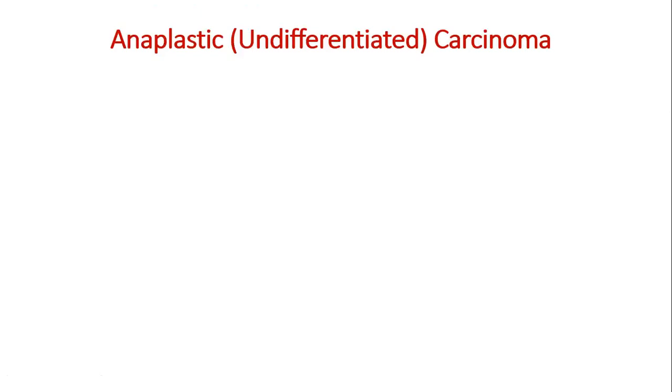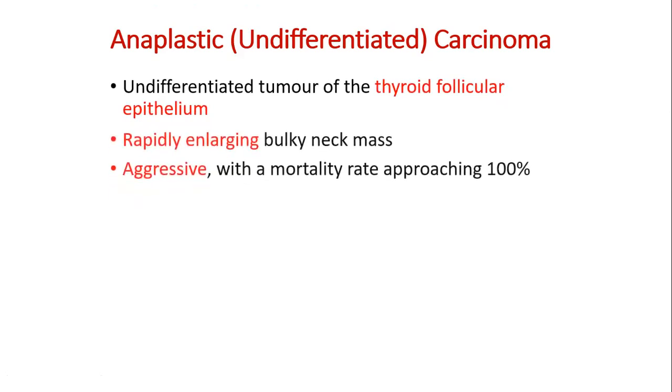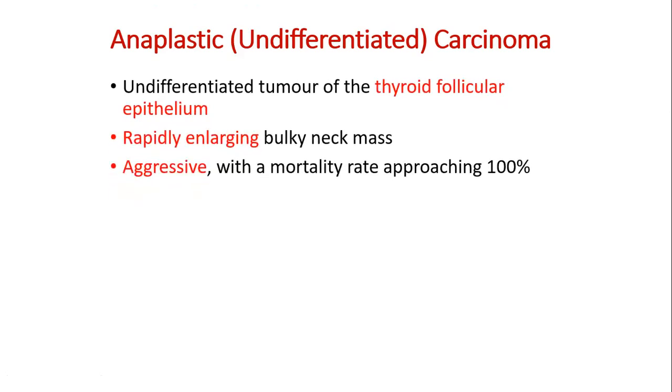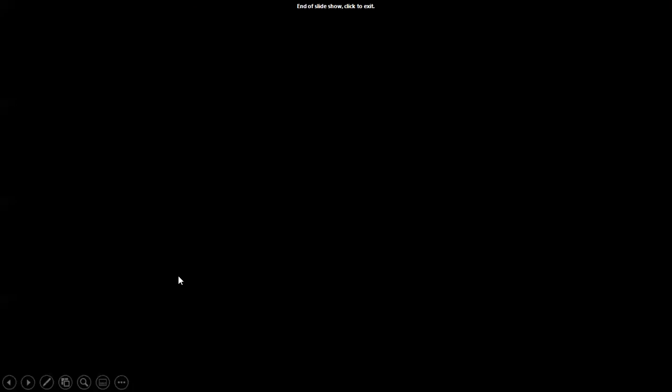Lastly, anaplastic or undifferentiated carcinoma. Undifferentiated tumors of thyroid epithelium, rapidly enlarging bulky mass, aggressive, mortality is 100%. That means that is a very aggressive one. Symptoms of compression like dyspnea, dysphagia, hoarseness of voice and cough. In most cases, local invasion and lung metastasis at the time of presentation because of the aggressiveness.